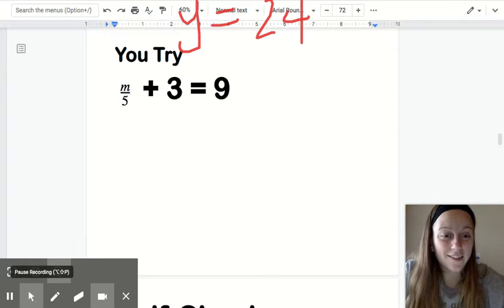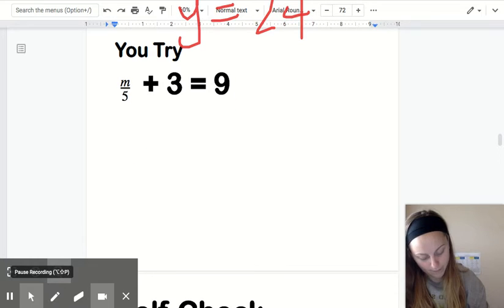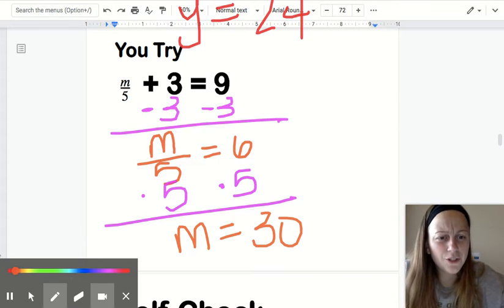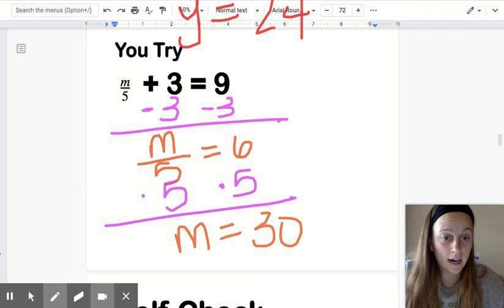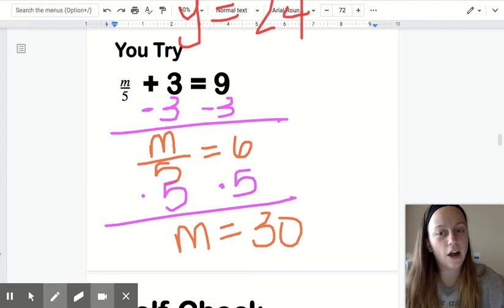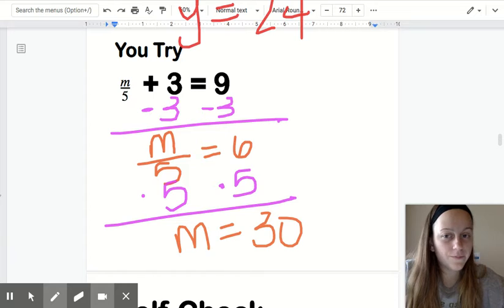Okay, here are the answers for this one. How'd you do? Evaluate your own understanding. Did you show the first inverse minus 3 on both sides to get m divided by 5 equals 6? And then, did you show inverse number 2 timesing by 5 on both sides to get m equals 30?